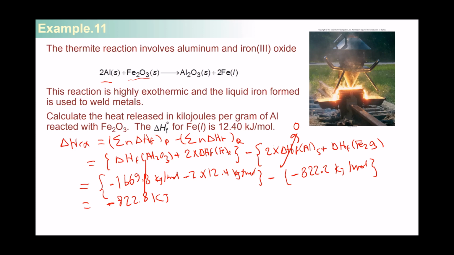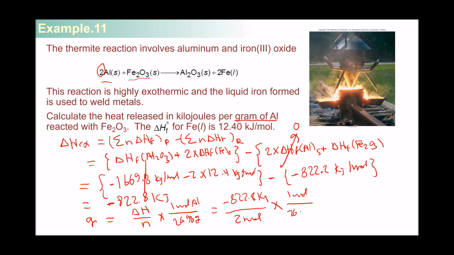But we're actually asking for the heat released per gram of aluminum. So the heat released per gram is going to equal the heat of the reaction divided by number of moles times the conversion factor between moles and grams, which is molar mass. So 1 mole of aluminum is 26.98 grams. So it's going to be negative 822.8 kilojoules divided by 2 moles of the substance, right? Times 1 mole divided by 26.98 grams, moles with moles, and it's going to give you the amount of heat in kilojoules per gram, and it's going to equal negative 15 kilojoules per gram.